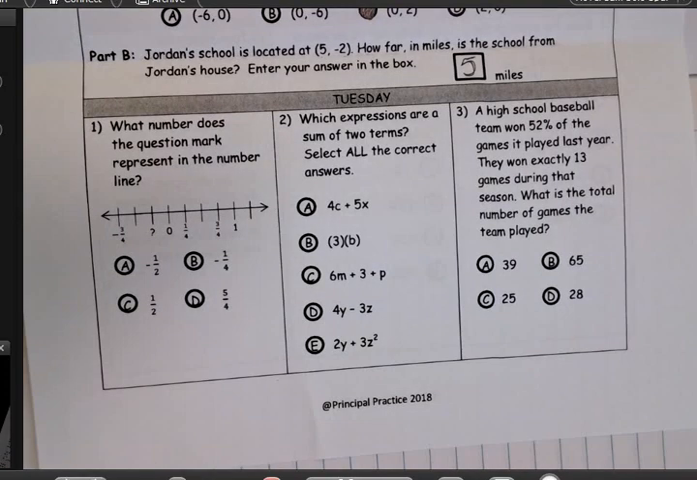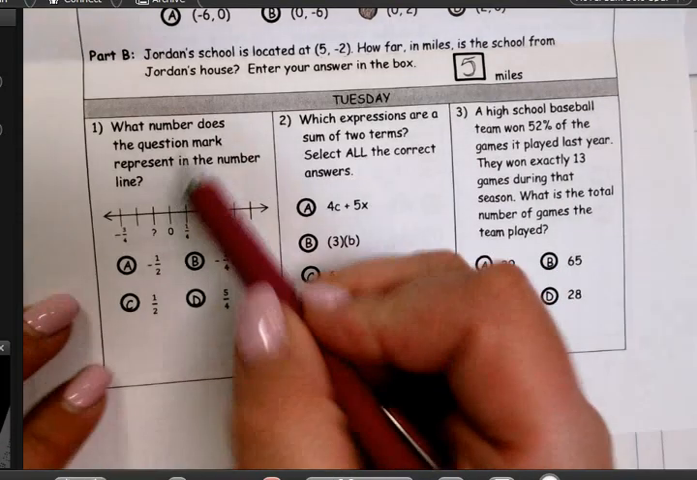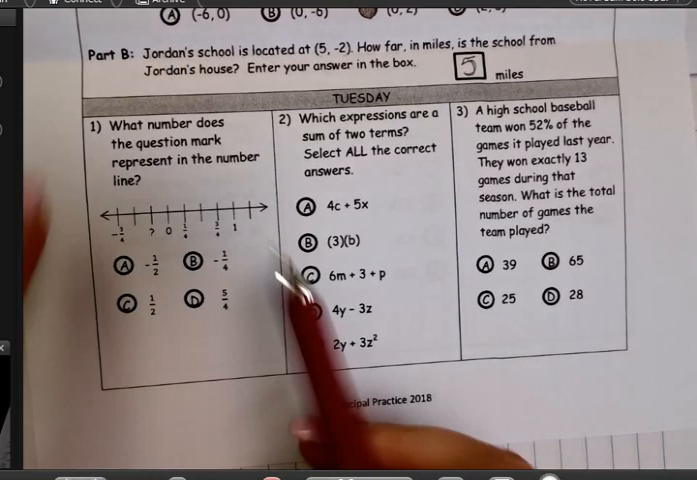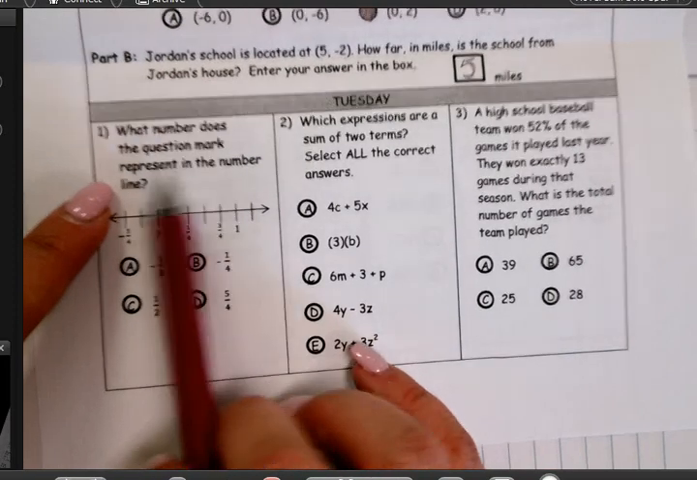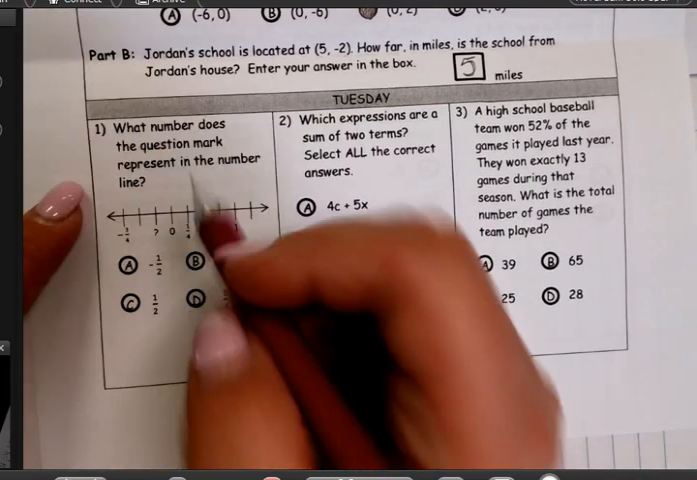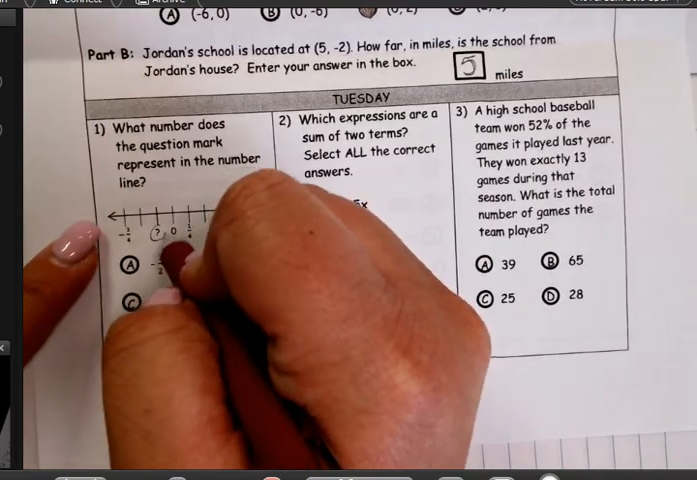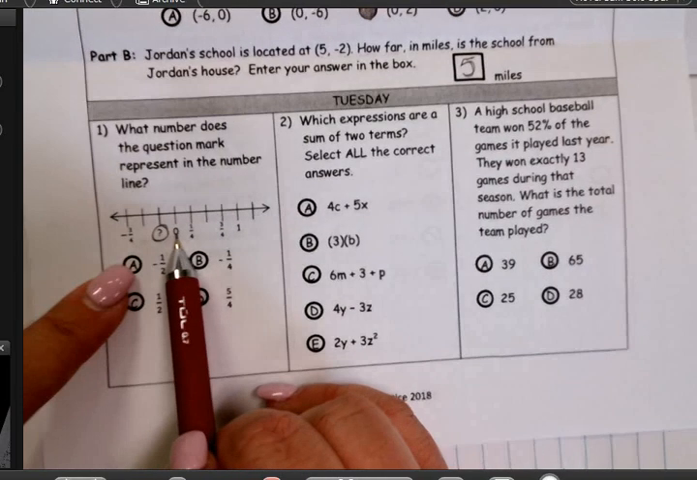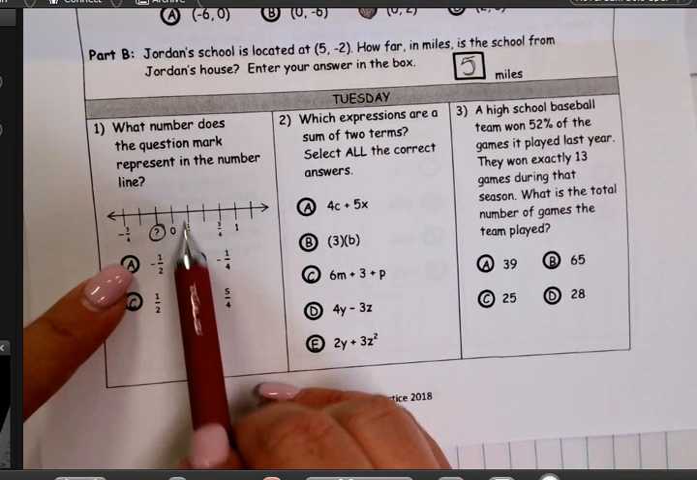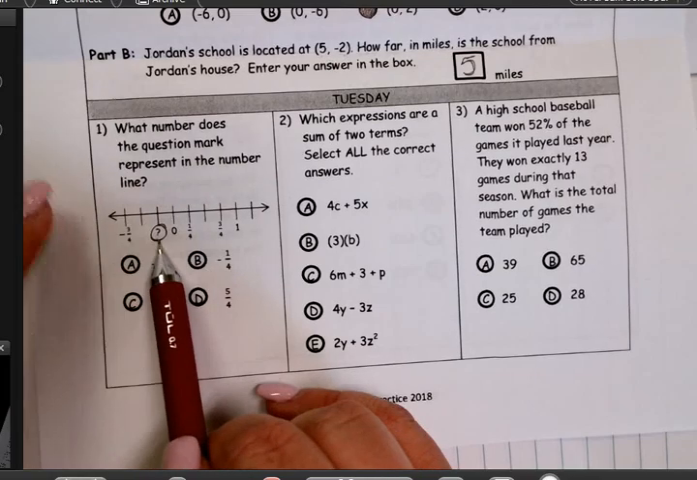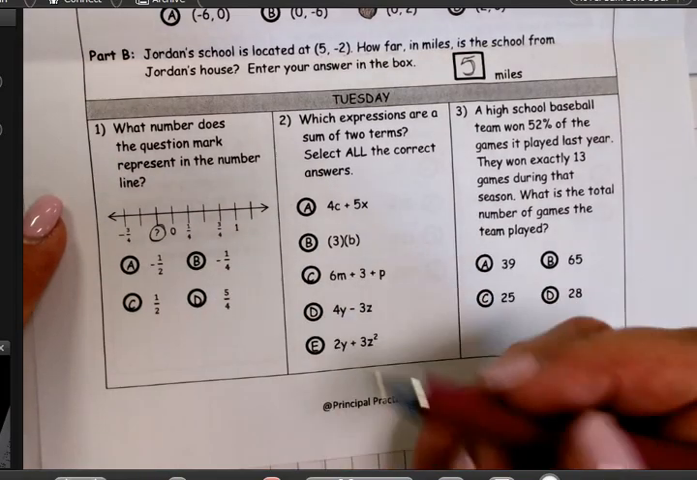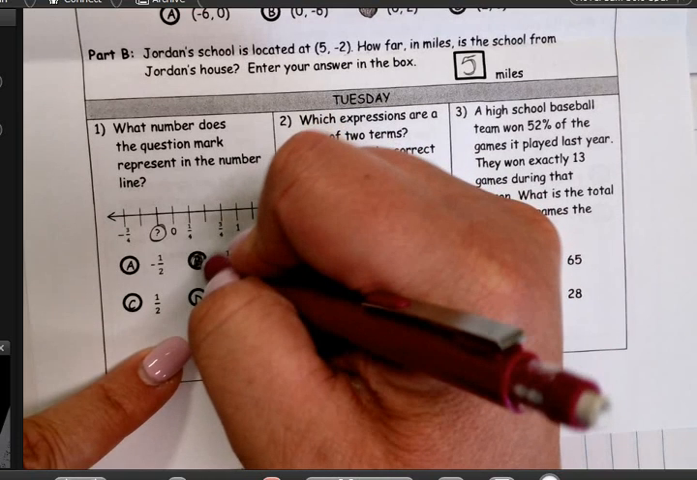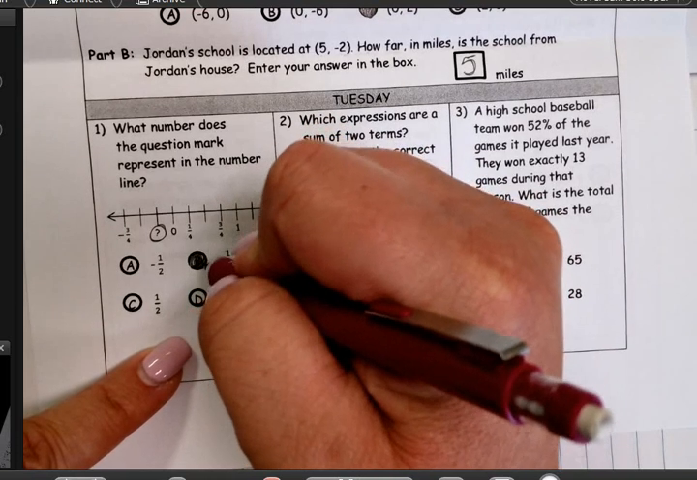So let's dive in and look at our Tuesday bell ringer. It says, what number does the question mark represent on the number line? So here is the question mark, and this is 0. So I know if this is 1/4, what would the question mark be, Austin? It would be B, -1/4. Correct.